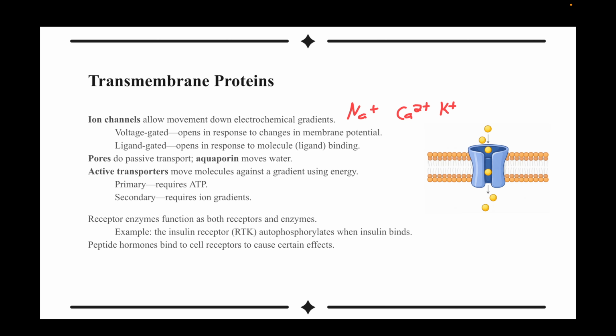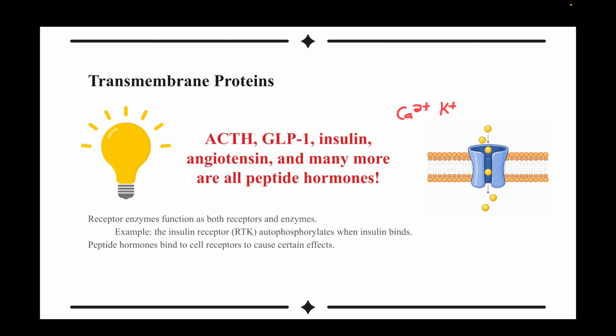Receptor enzymes function as both receptors and enzymes. For example, the insulin receptor, which is a receptor tyrosine kinase, or RTK, autophosphorylates itself on tyrosine residues when insulin binds to it. So it can detect insulin binding and it can phosphorylate itself when that binding happens. So it's a receptor enzyme. Finally, you should be familiar with peptide hormones as a group of proteins which can bind to cell receptors to cause certain effects inside the cell.